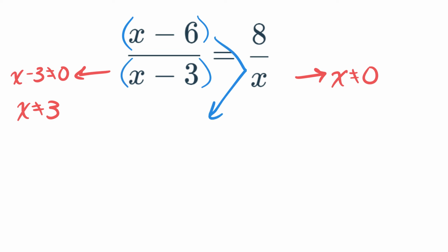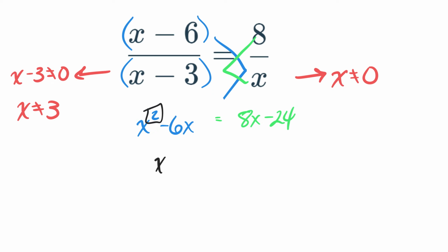So this becomes x times x squared, x times negative 6, negative 6x. On the other side, we have 8 times x, 8x, 8 times negative 3, negative 24. So you can see we have a quadratic equation because it is x squared.